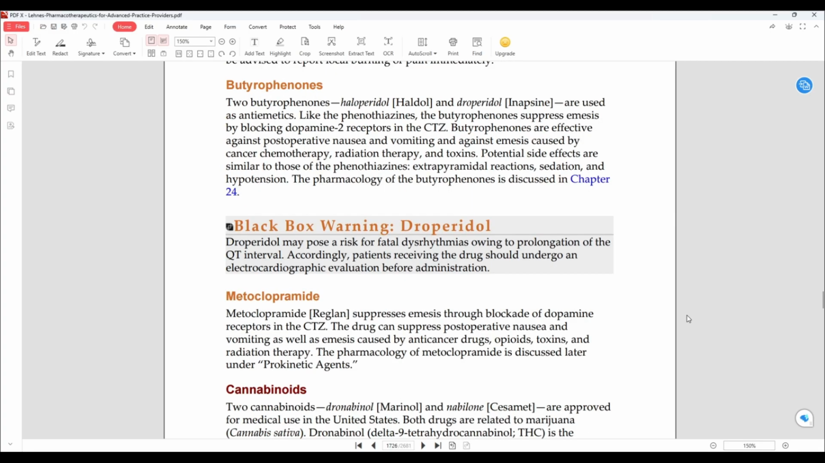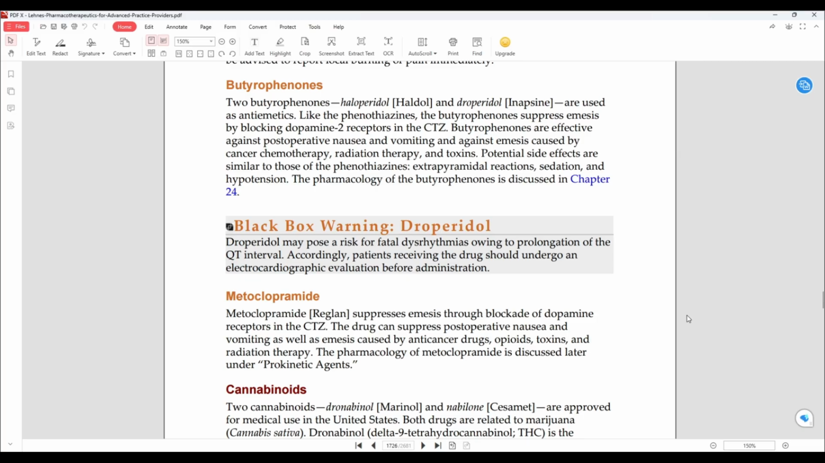Which brings us to butyrophenones. There are two types: haloperidol, Haldol, and droperidol, Inapsine. Both are used as antiemetics. Like phenothiazines, the butyrophenones suppress emesis by blocking dopamine 2 receptors in the CTZ.